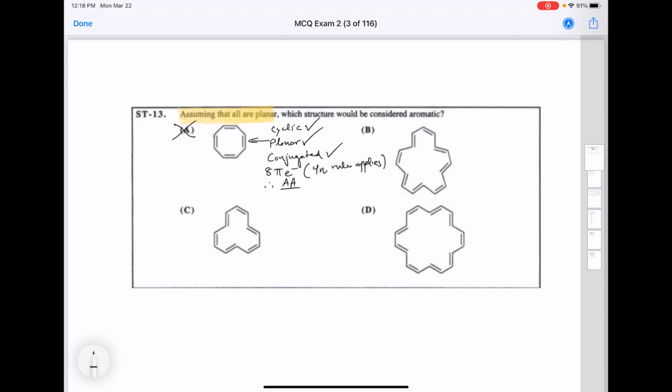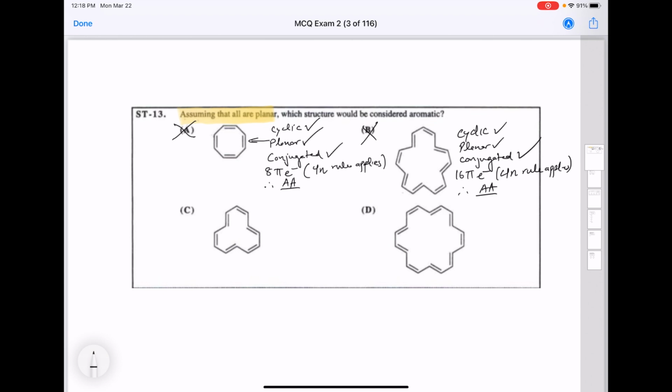For B, we have a cyclic structure. It is planar, and all of the groups are conjugated because all the atoms are sp2 hybridized. And when we count the number of electrons, we get 16 pi electrons. And again, since 16 is a multiple of 4, the 4n rule applies. So we have anti-aromatic, so B cannot be an option either.